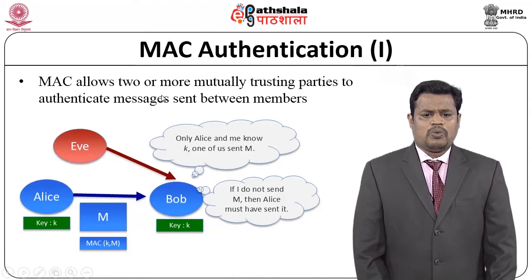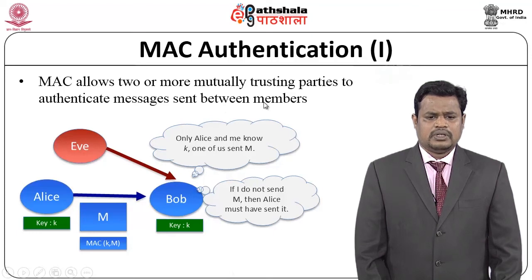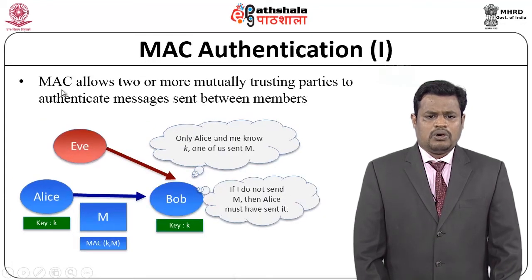So MAC allows two or more mutually trusted parties to authenticate the messages sent between the members. So not only Alice and Bob, if somebody else, for example, Chris or Doe, are going to share the key K, they can also securely send messages to Bob. Eve does not know the K, so it is very difficult for Eve to reproduce the particular message.